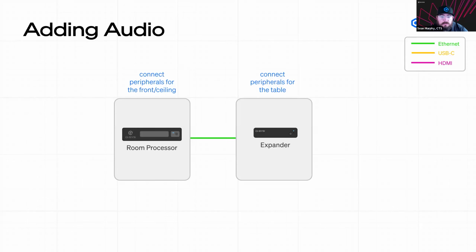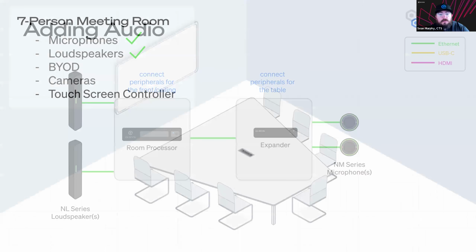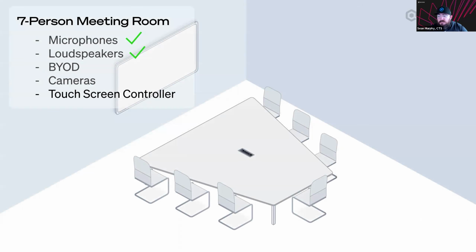So we have our base bundle. We have the room processor behind the display, the expander at the table connected to each other over a single network cable. We'll add our NL series loudspeakers on either side of the display, and we'll add our NM series microphones at the table. So far, this entire solution is using just network cable, just Cat6, shielded not required. So we've gotten our microphones, we got our loudspeakers, audio is designed, audio is good to go. Now let's look at BYOD and cameras.